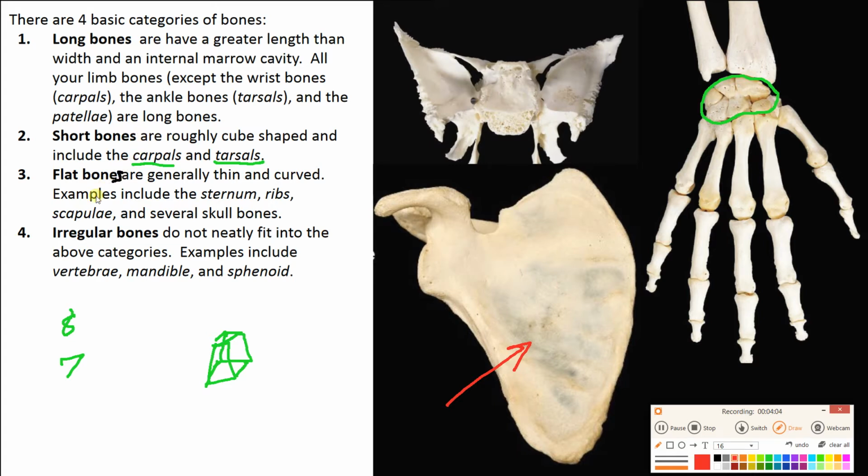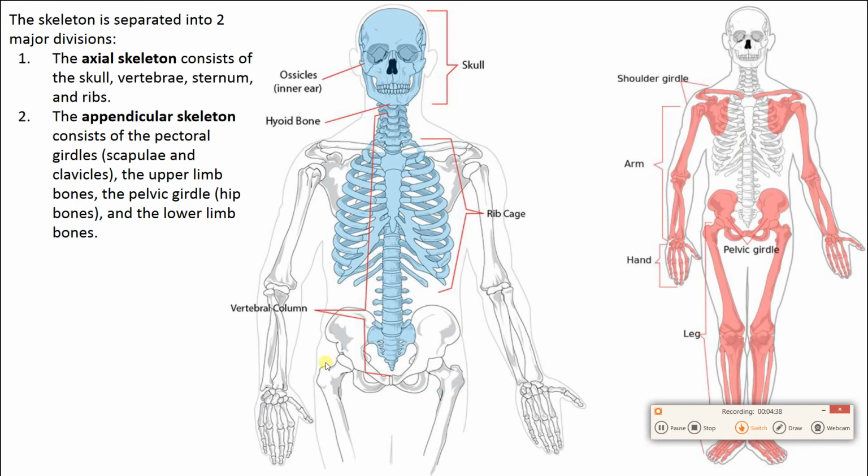Now, some bones do not neatly fit into those 3 categories. And so we group them together as the weird ones. They're the irregular bones. Your vertebrae in your back, your jawbone, your mandible, in other words. And also your sphenoid bone, which is this very central bone in your skull. Look at this beautiful looking thing right there. That's an irregular bone. Okay, these are our basic categories. Now what we are going to do is go over a little bit more intro stuff. We've got some more intro stuff to do, and then we'll get into the skull.